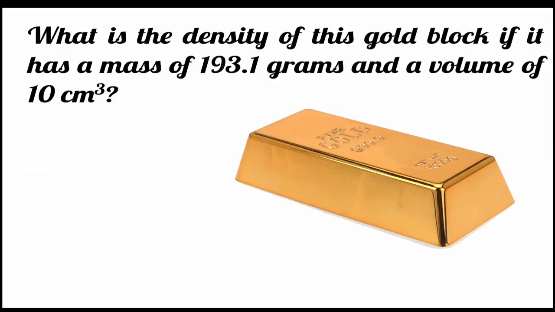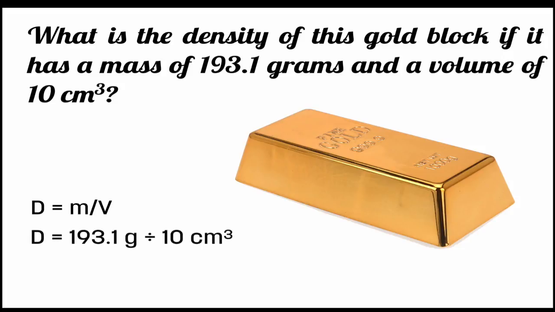Which we will have to do. Moving right along, let's take a look at how we can apply that formula. So here's a gold bar. What is the density of this gold block with a mass of 193.1 grams and a volume of 10 centimeters cubed? So using our formula, D equals M divided by V, I substitute my values. So now I'm looking for the density. I know that mass, as it states here, is equal to 193.1 grams, and the volume is equal to 10 centimeters cubed.